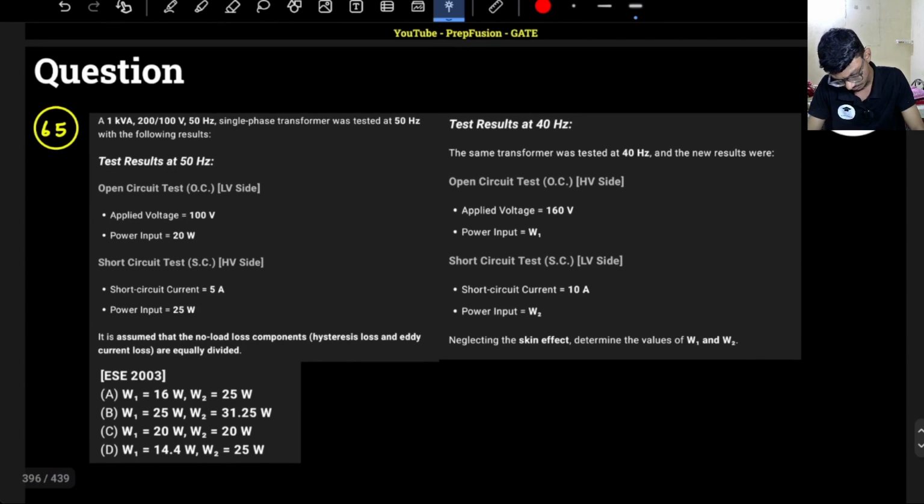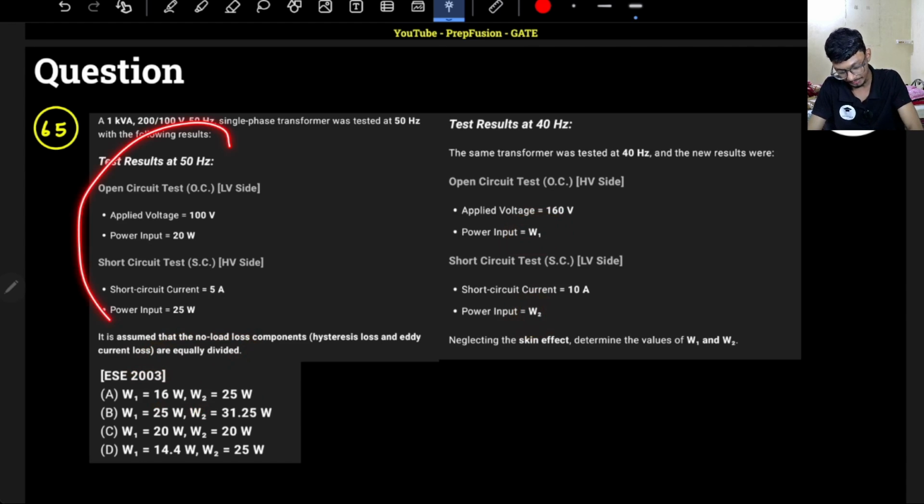So in this question, we are performing the following test. In 50 hertz, open circuit test is given and short circuit test is given in the high voltage and low voltage side. In 40 hertz, open circuit test is given and short circuit test is given. Now what are they asking? It is assumed that the no load components, hysteresis loss and eddy current loss, are equally divided. Then W1 and W2 will be. Okay, what is W1? So W2 is here and W1 is here.